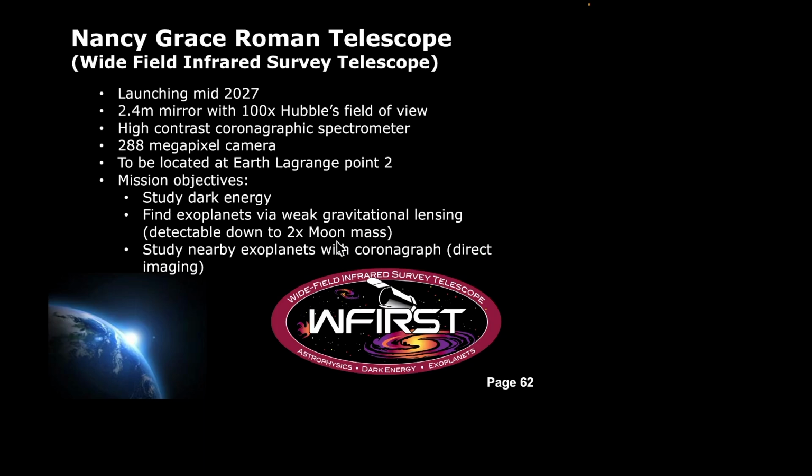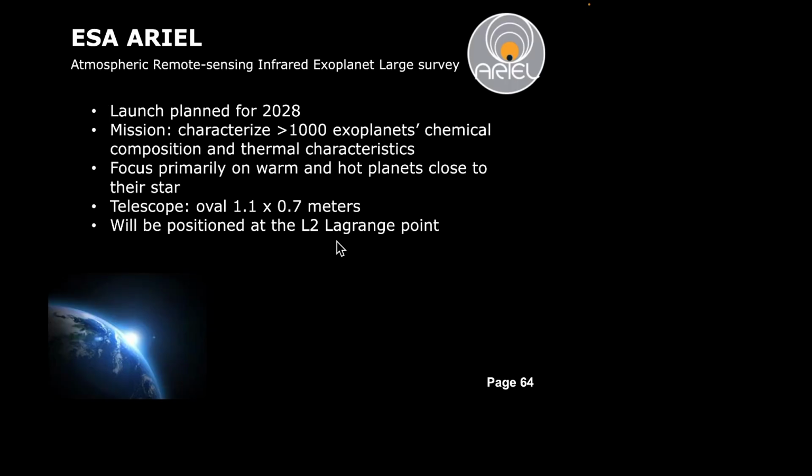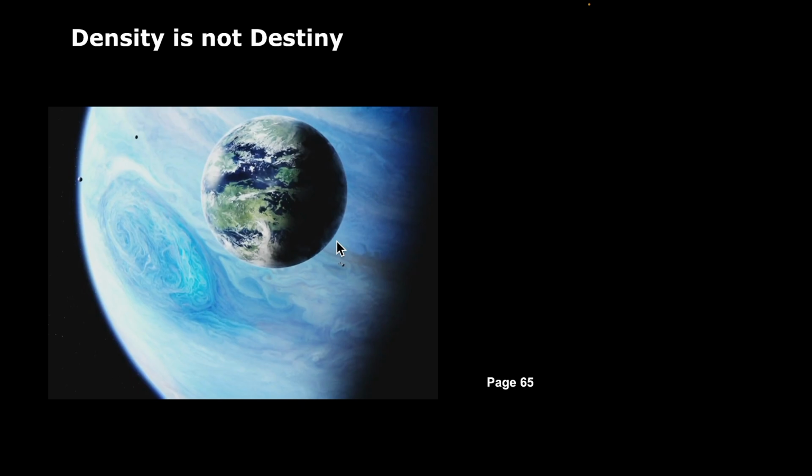Then we have the Nancy Grace Roman Telescope, formerly called W-FIRST. That should be launching in about 5 years, and it will have 100 times Hubble's field of view, and it should be able to study dark energy and find exoplanets via gravitational lensing. We have the ESA Plato mission launching in 2026, composed of a network of 120 millimeter refractors. There is the Ariel mission planned for 2028, also going to be positioned at the L2 Lagrange point.